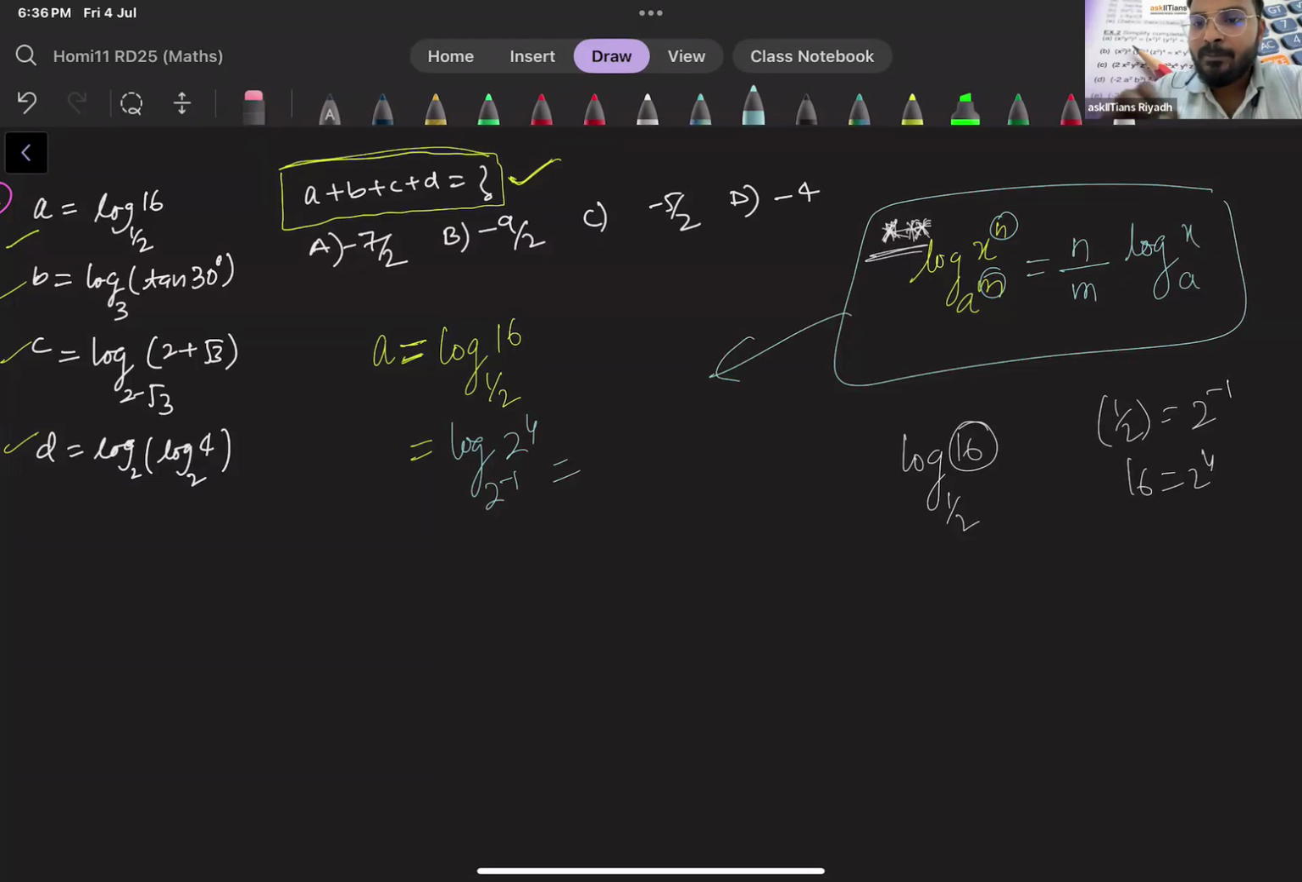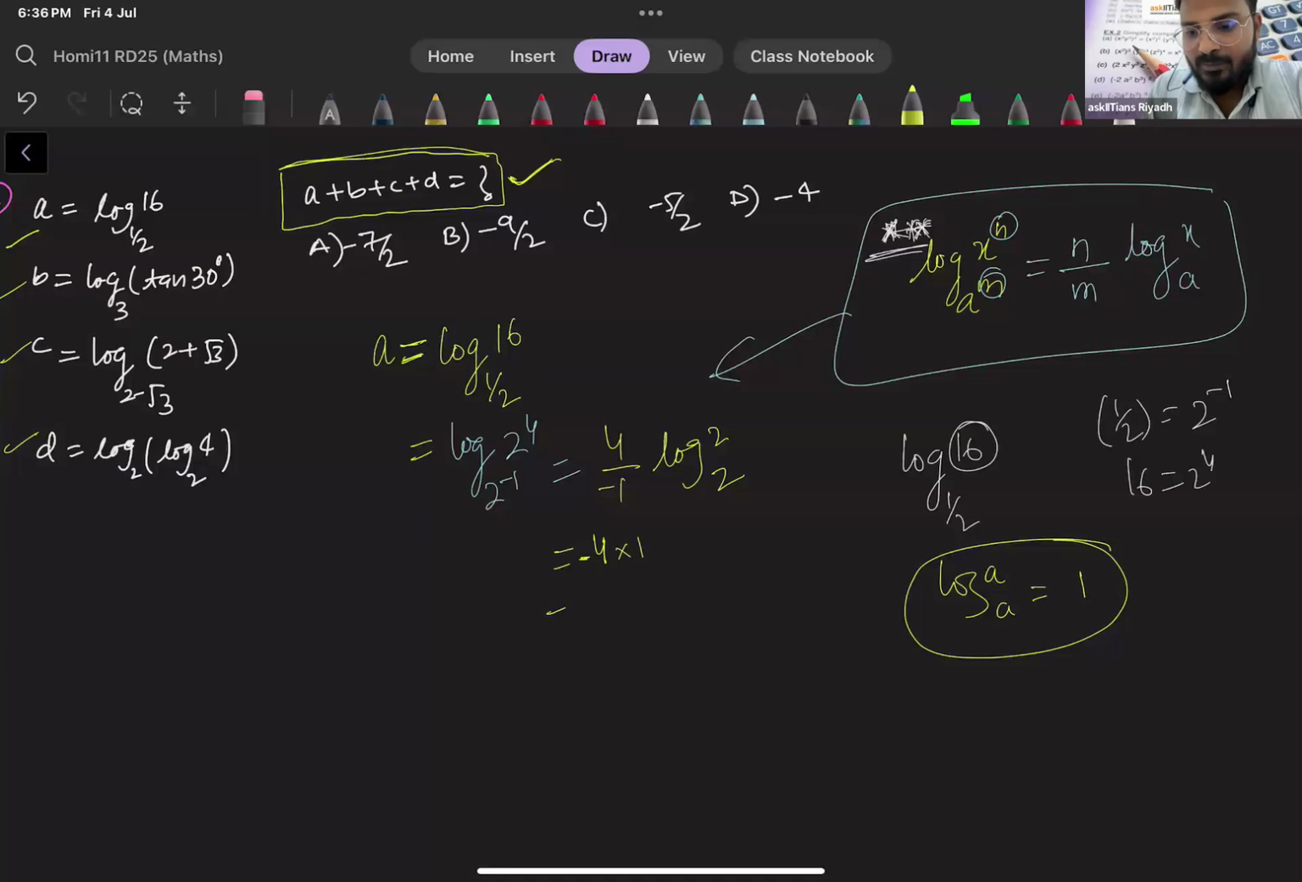And now use this property. So 4 will go in the numerator, minus 1 will go in the denominator, and what is left is log 2 to the base 2. And log a to the base a is equal to what? 1. When base and argument are both the same, the answer is going to be 1. So what we get here: 4 divided by minus 1, times 1, that is minus 4. The value of a is minus 4. Any doubt in this? Anyone has any doubt? Let me know.